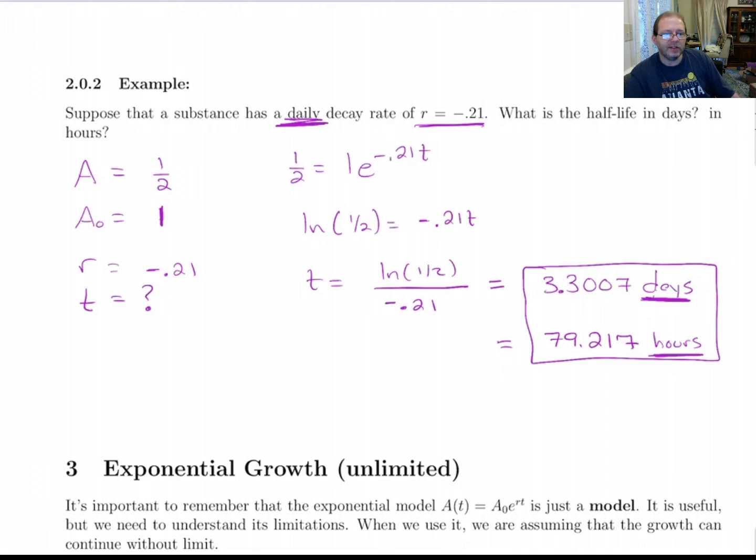All right, so that's pretty much all the types of half-life problems that can be thrown at you. So I think we'll end that here. Next video, we're going to talk about exponential growth, and then we'll also talk about limited growth. So that's it for here.